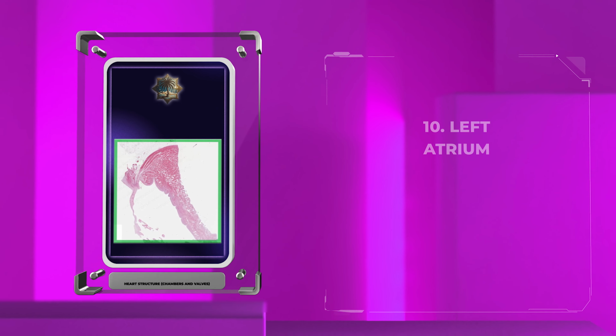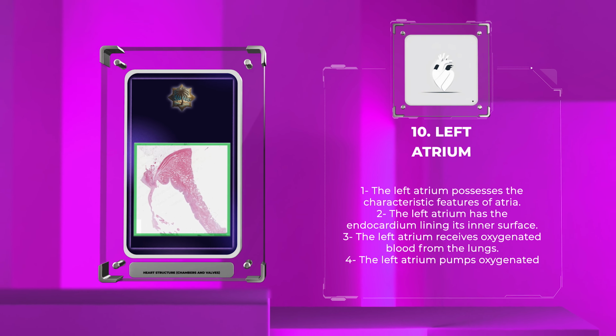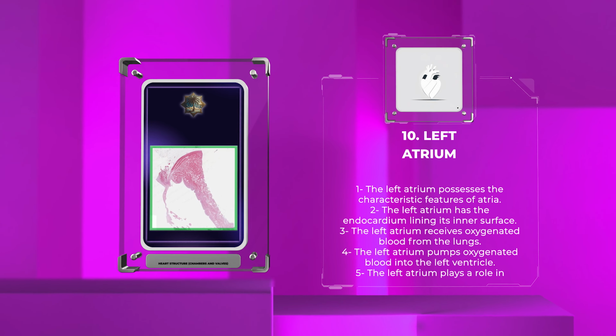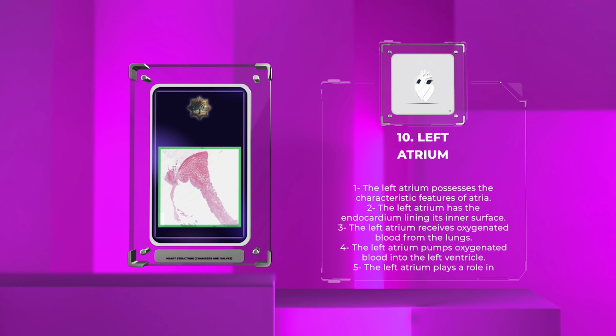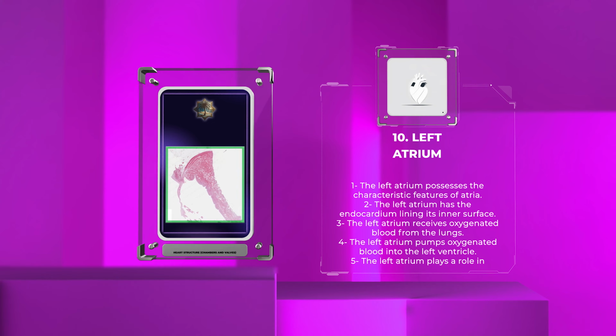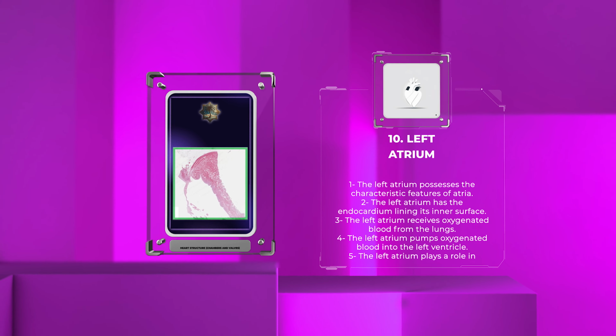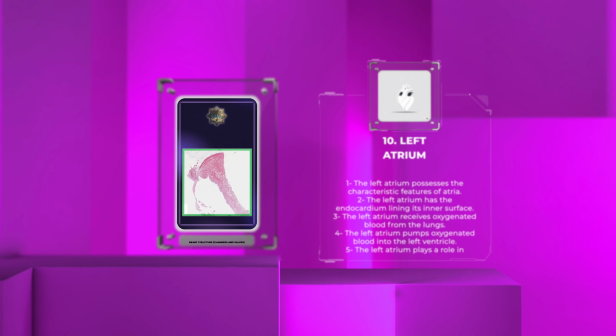Shifting our focus to the left atrium, this chamber also possesses the characteristic features of the atria, including the endocardium lining. It receives oxygenated blood from the lungs and pumps it into the left ventricle. The left atrium plays a crucial role in maintaining circulation and ensuring efficient oxygenation of tissues.